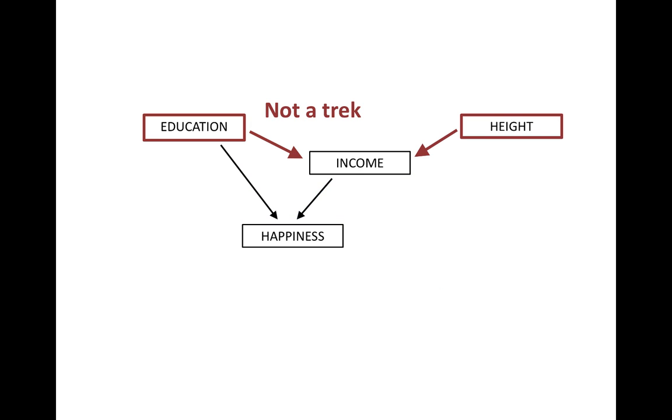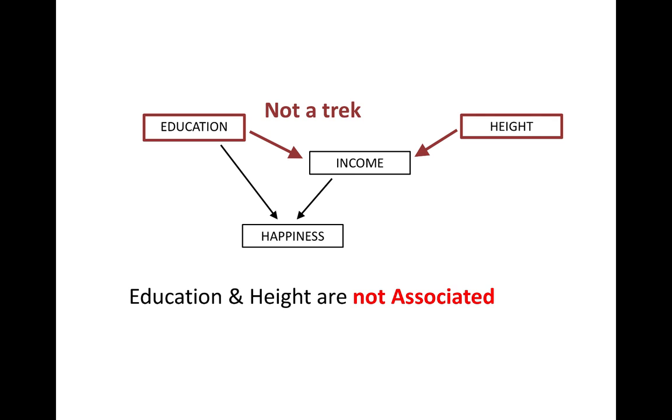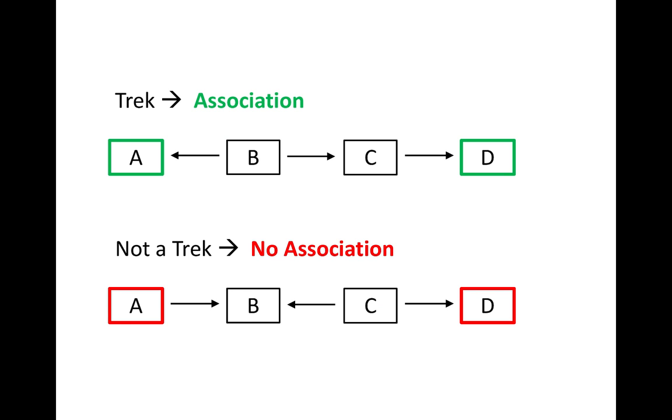Continuing, although there is an undirected path between education and height, it is not a trek, and thus it does not produce association. So to review, treks are undirected paths with no colliders, and only treks produce association.